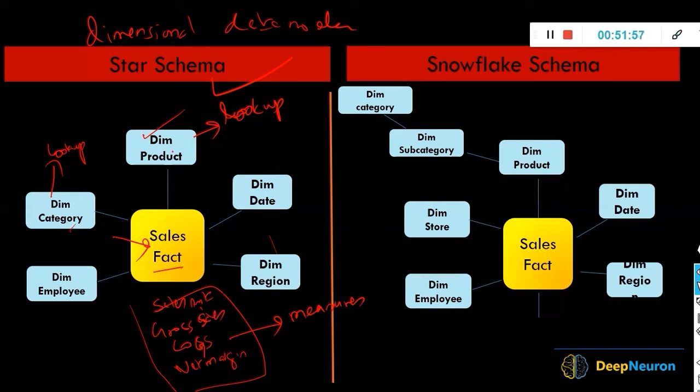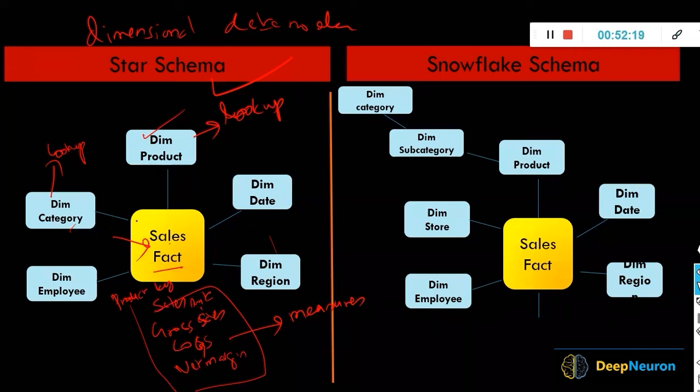Along with this, it will have the dimension keys, because you need to have the relationship between all these dimension tables and your fact table, isn't it? So in that case, you need to specify, for example, the product dimension's product key and the product key in the sales fact table. You need to link with this. So in order to link these tables, you need to have the product key here.